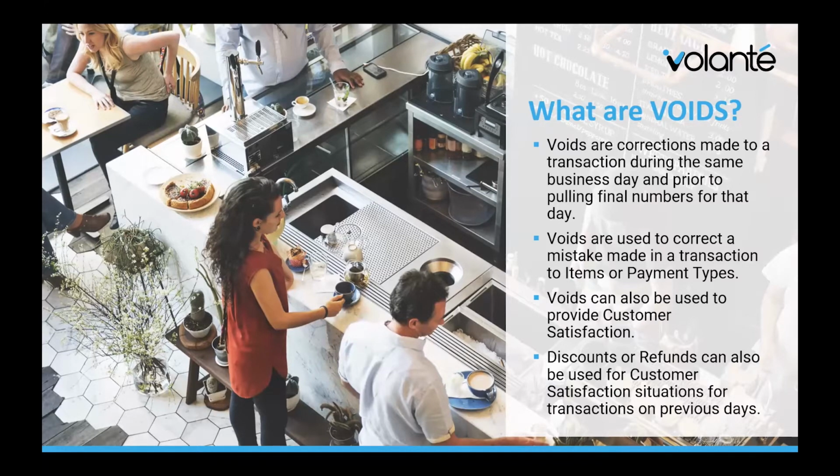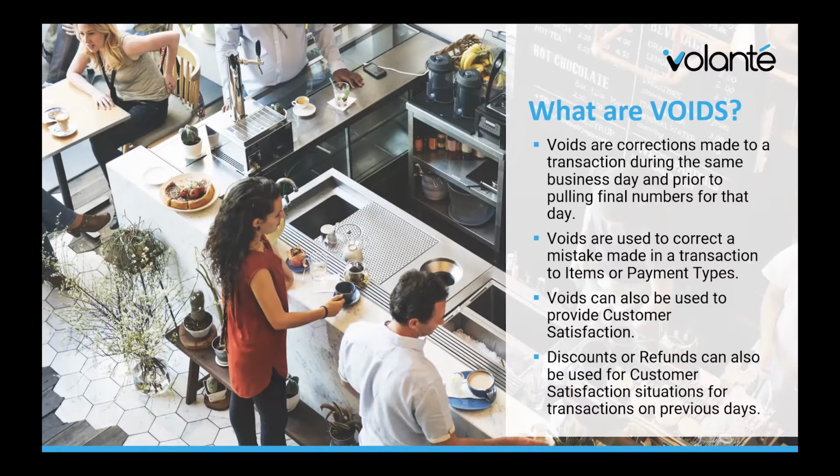They're used to correct a mistake that may have been made in a transaction. For example, incorrect items may have been entered or an incorrect payment type may have been applied. We also use voids to make corrections for customer satisfaction reasons. If a customer comes to complain about the transaction, we may choose to void it and return the money back to the customer, either through cash, credit, or in some cases directly to the customer's account if they're part of our customer database.